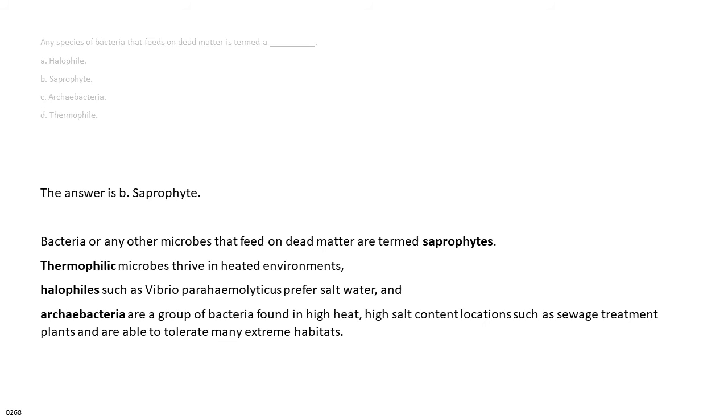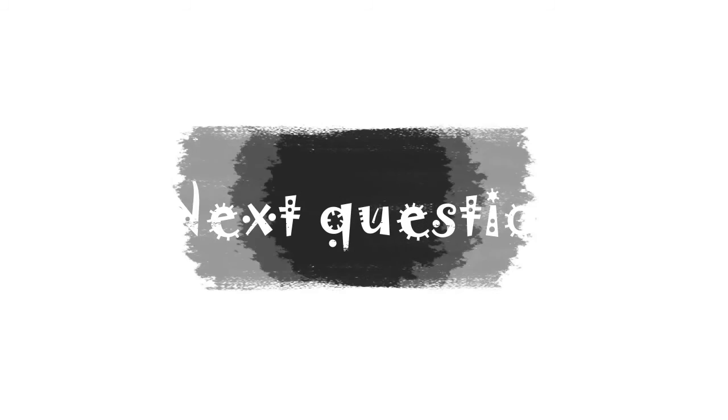The answer is B. Saprophyte. Bacteria or any other microbes that feed on dead matter are termed saprophytes. Thermophilic microbes thrive in heated environments. Halophiles such as Vibrio parahaemolyticus prefer salt water, and Archaebacteria are a group of bacteria found in high heat, high salt content locations such as sewage treatment plants and are able to tolerate many extreme habitats.